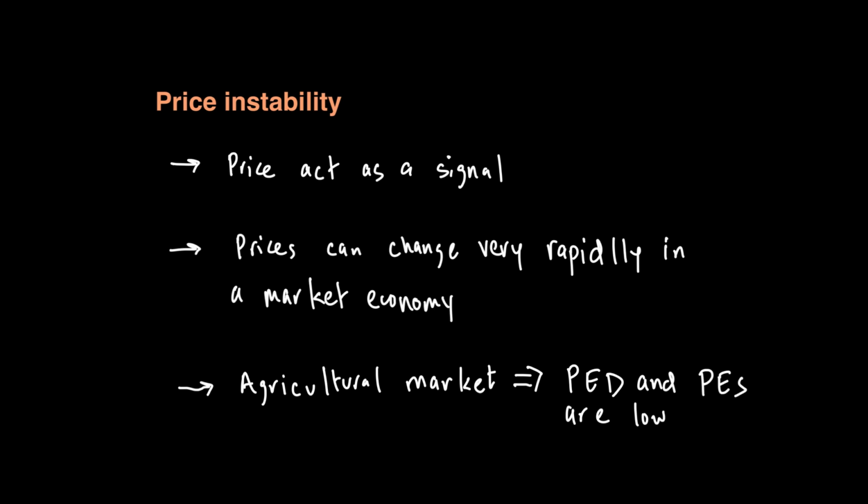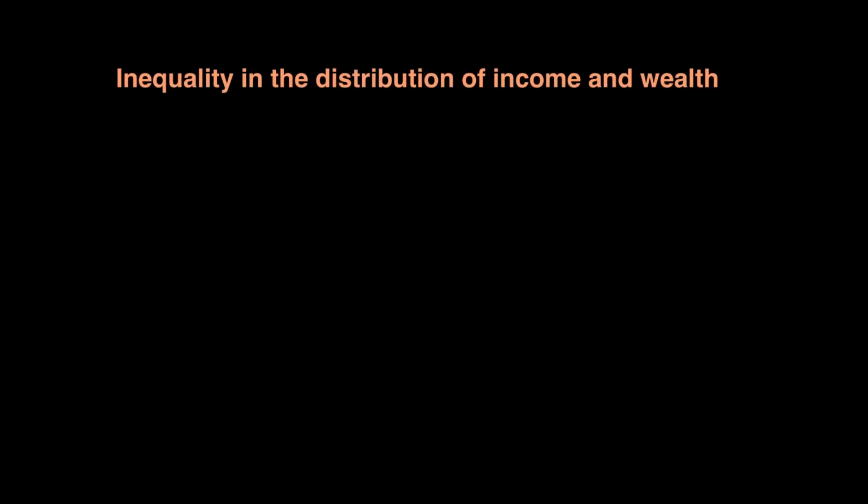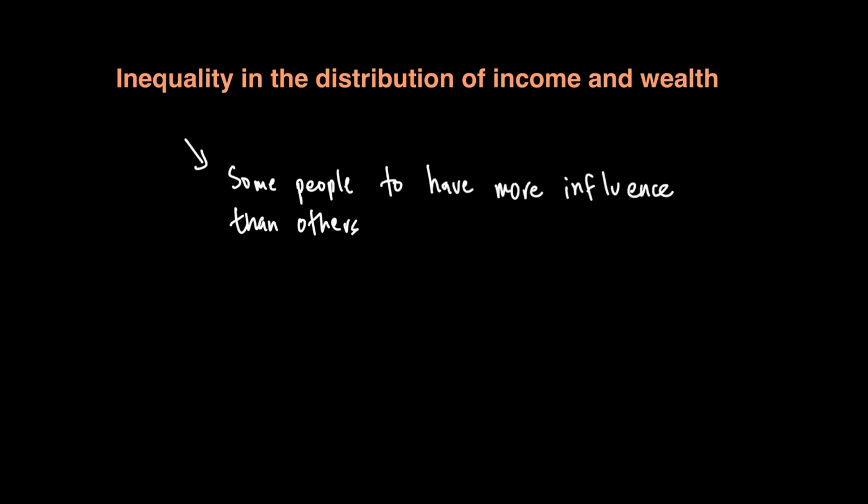One more market failure we would like to discuss is the inequality in the distribution of income and wealth. What is seen in a market economy is that there could be unequal distribution of income and wealth, and this will have the effect of giving some people more influence than others in the economy. This influence also means that people who have more resources will be more sovereign than the ones that have fewer resources. So, inequality that results from the market forces of demand and supply can be undesirable and can lead to social unrest.